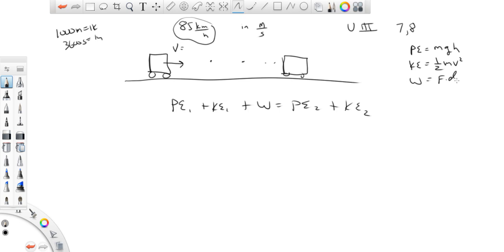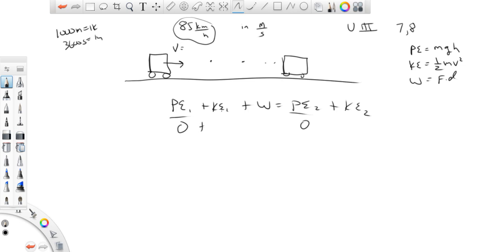So when we look at this problem, you notice that there's no change in height. So there's no change in potential energy to worry about. You can think of it like this: if we put our datum right through here, all the potential energies are 0. This problem just isn't a potential energy problem. So you can put zeros here and here.